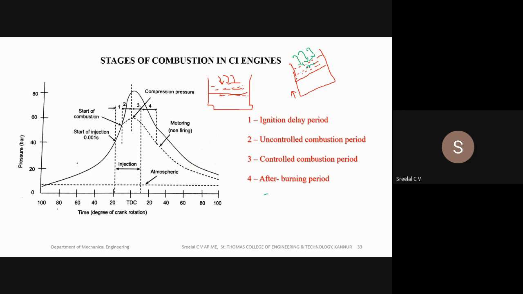The injected atomized fuel is mixing into the air. It has to mix with each other, and then it will be raised to the self ignition temperature. It has to reach the self ignition temperature.